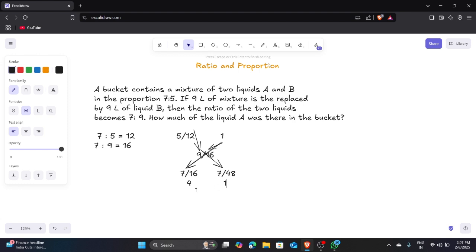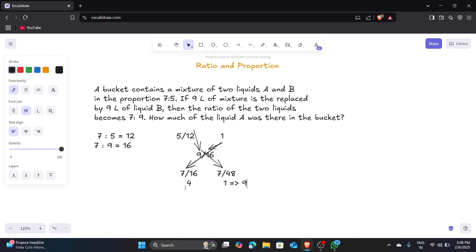Okay. So now what is this 4 and 1 showing? It is showing the ratio: 4 is showing the initial quantity, and 1 is showing the new one. Now from the question we know that we mix 9 liters. So 1 is equal to what? 1 is equal to 9. Now this 4:1 is a ratio of quantity of initial and final.